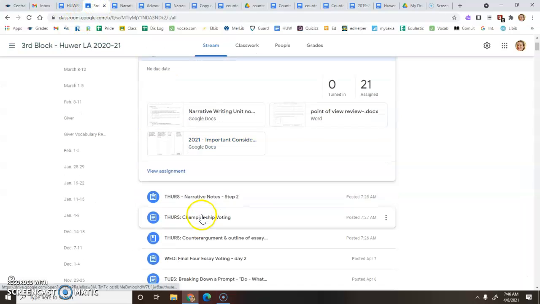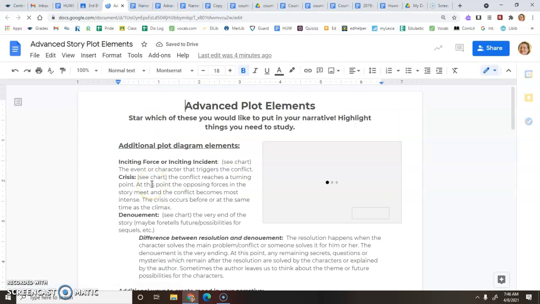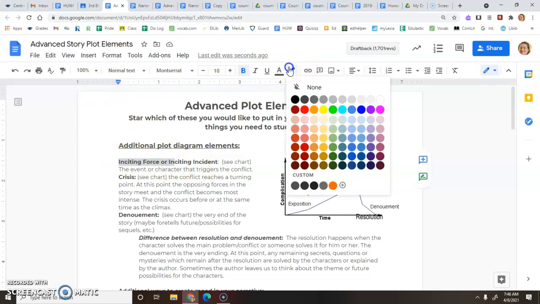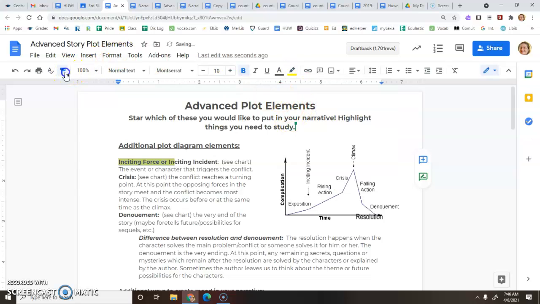On your Step 2 notes, you are welcome to do paper, or you can use these notes to highlight. I'm suggesting that you star which ones you would like to put in your narrative, okay? So you could just use the asterisk symbol, like that. And you can also highlight things that you need to study. Just remember, if you highlight this, it is bolded. If you turn on the paintbrush, anything that you highlight will then be bolded. So just so you're aware of that. If you don't like that, then highlight something that isn't already highlighted, and then turn on your paintbrush.